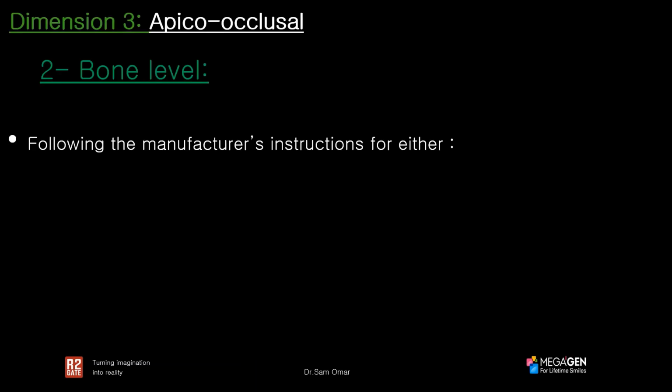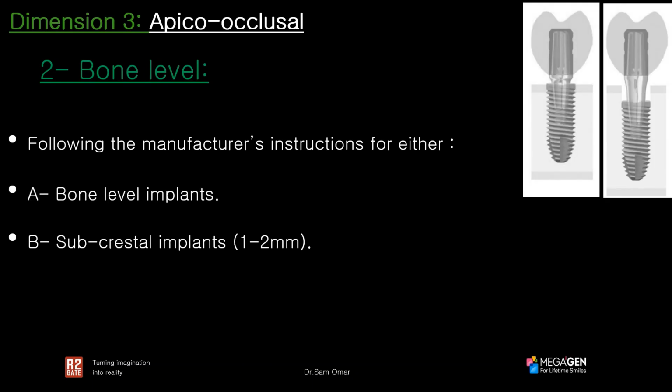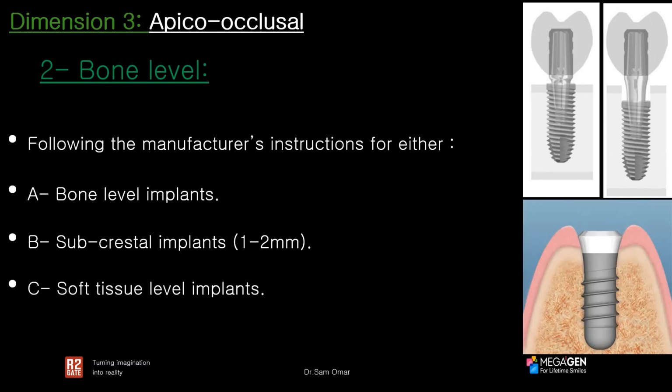Under dimension number 3, apico-occlusal, is bone level. And by bone level, we mean where do we place the implants in regards to the crest of the bone. So we have 3 different types of implants, and what we need to do is follow the manufacturer's instructions on whether to place the implants at the bone level, or subcrestal, that would be under the bone level by about 0.5 millimeter to 1 or 2 millimeters. Soft tissue level implants, and that means that the platform of the implant will be at the level of the soft tissue.